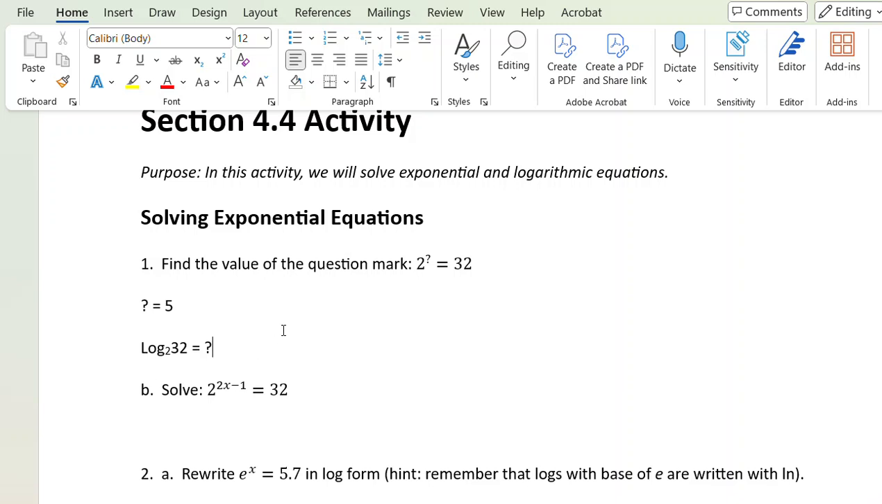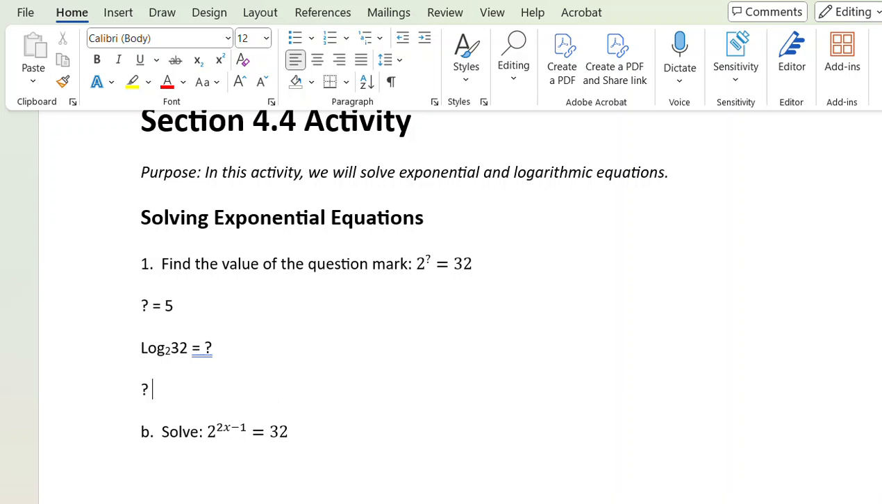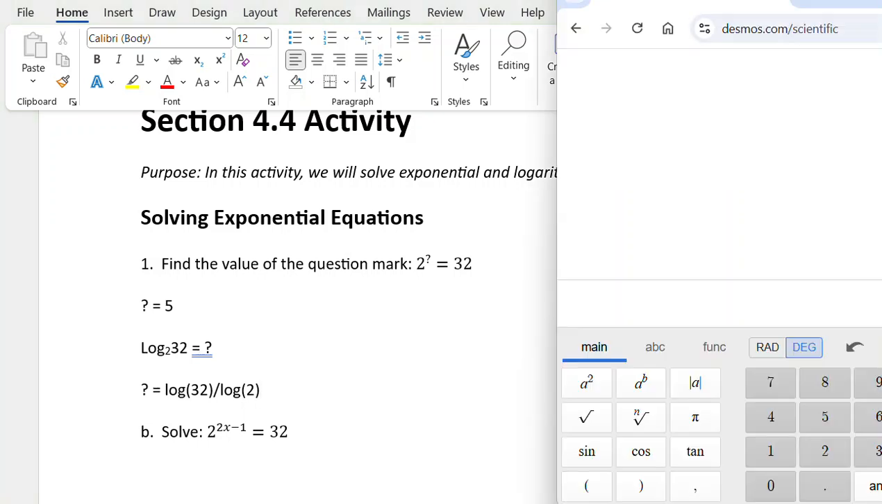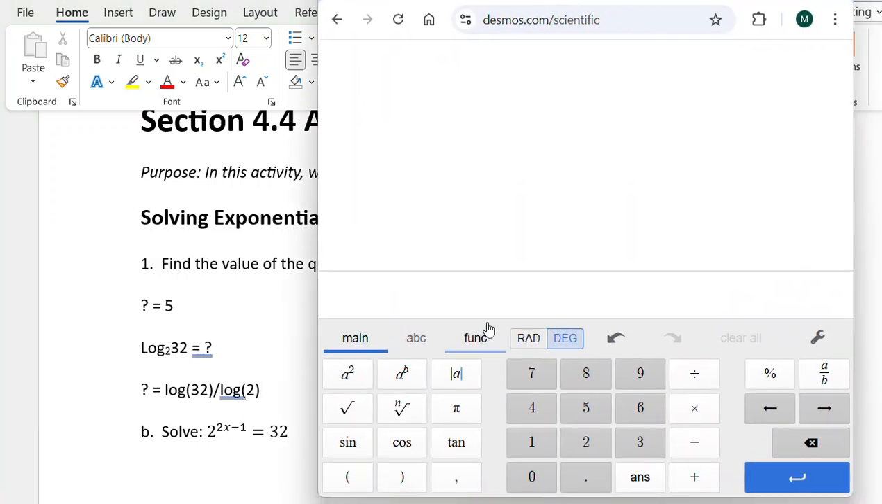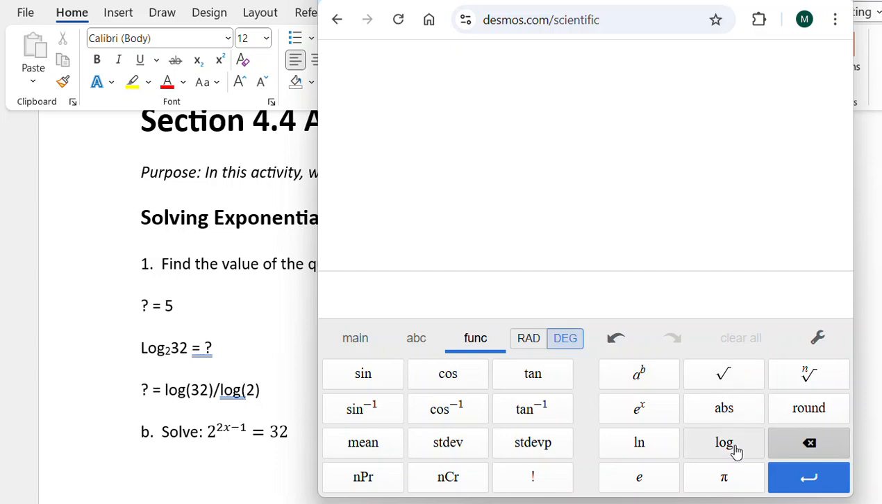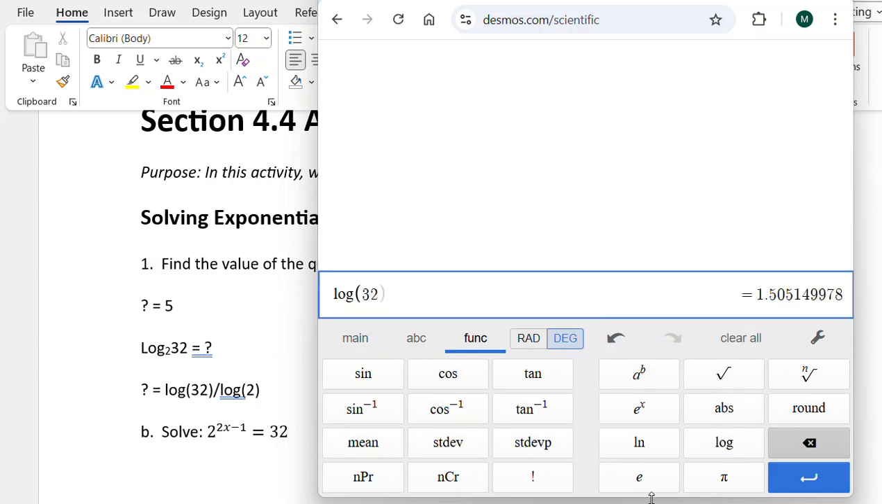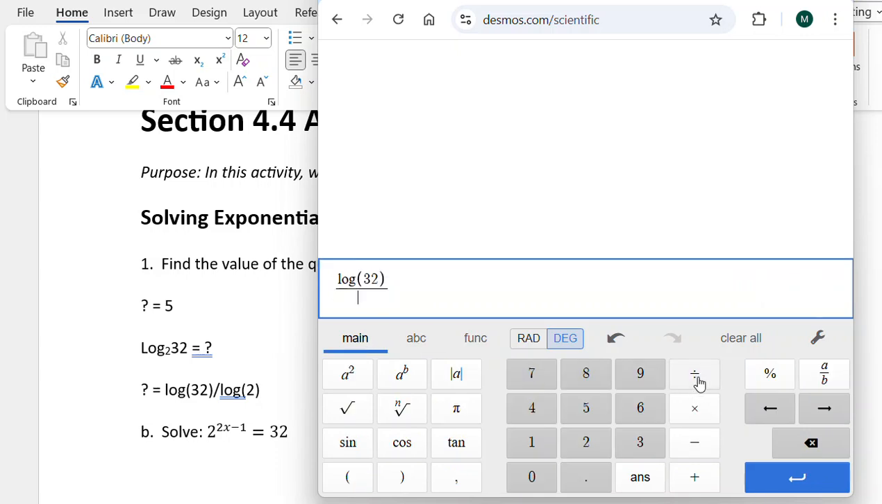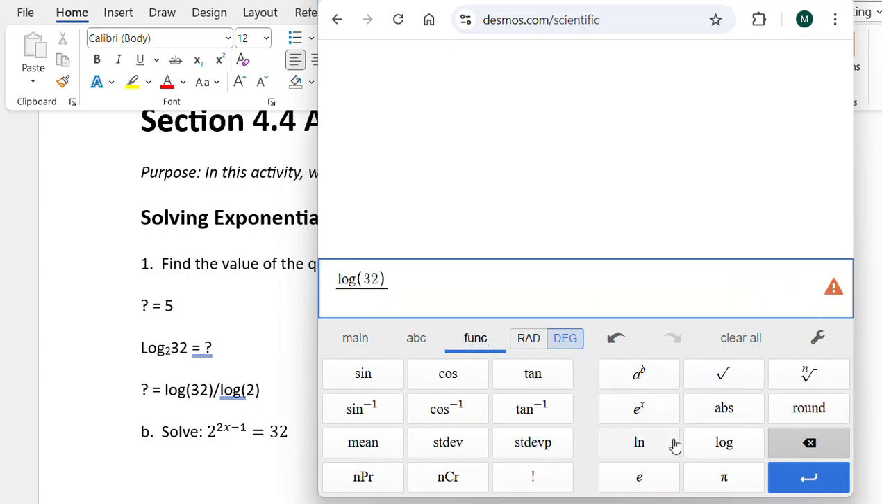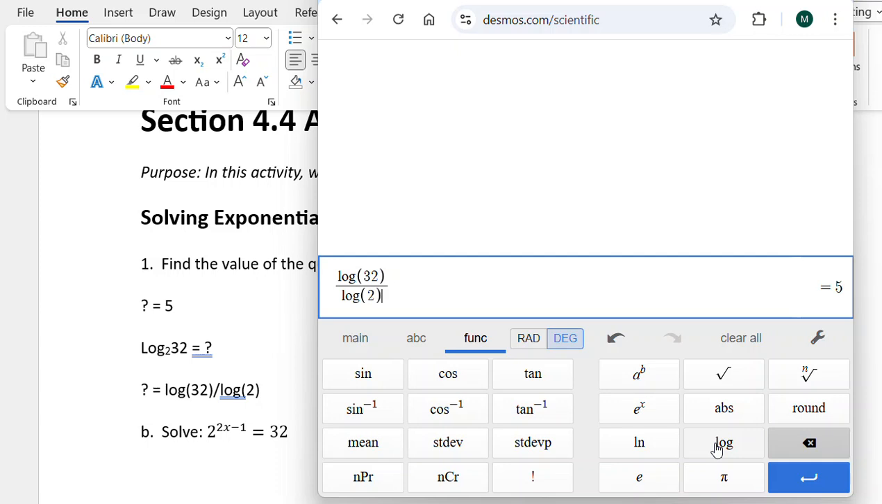Now on the calculator, what I would do is I would use the change of base formula. So this is going to be log of 32 divided by log of 2. So on the calculator, log of 32 divided by log 2. And we do get 5.